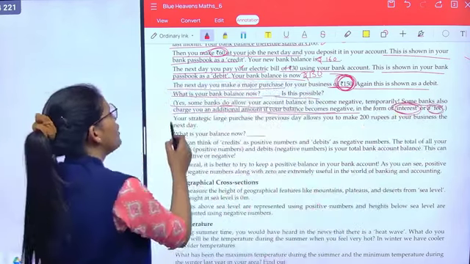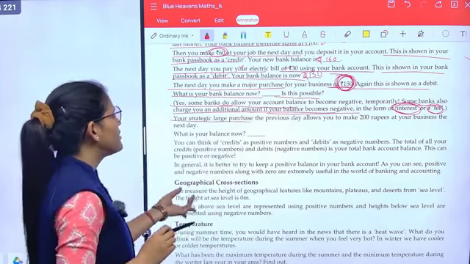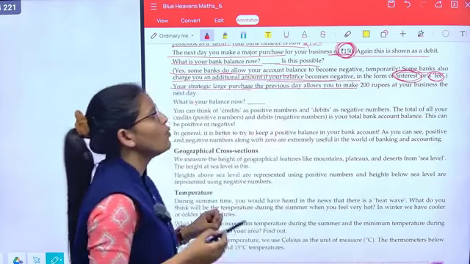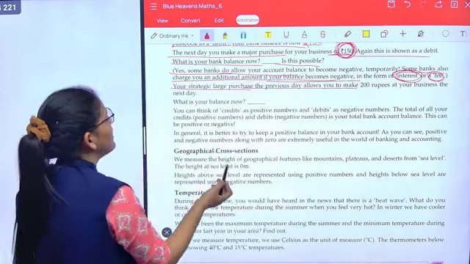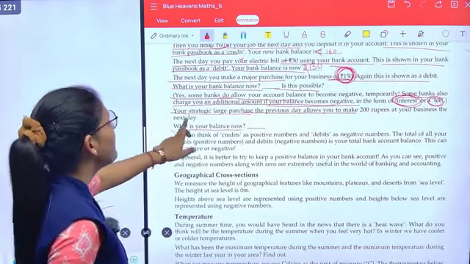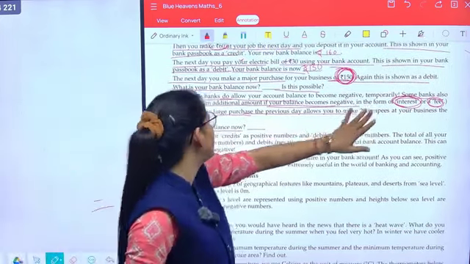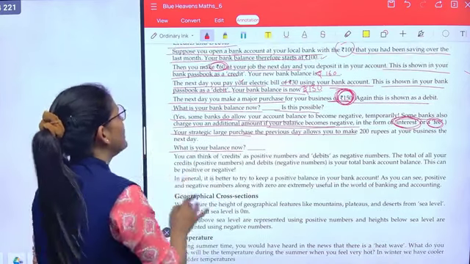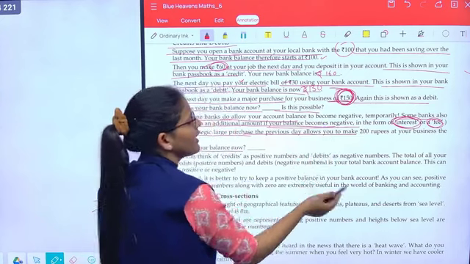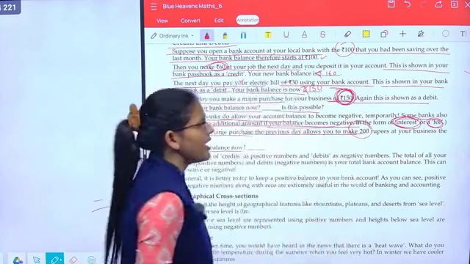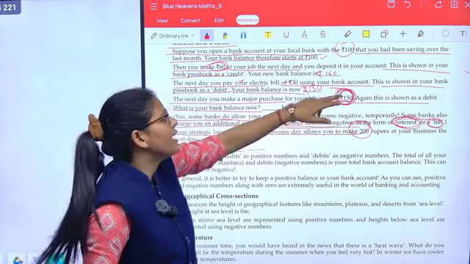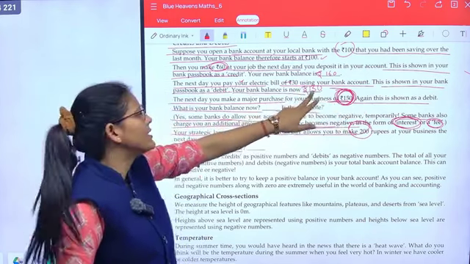Your strategic large purchase the previous day allows you to make 200 rupees at your business the next day. What is your bank balance now? Now what did you do? You made 200 rupees at your business next day. Now class, your strategic large purchase. Now what did you do the next day? You made 200 rupees, but what had you done? You had already withdrawn 150 rupees from it, but what was your bank account balance?